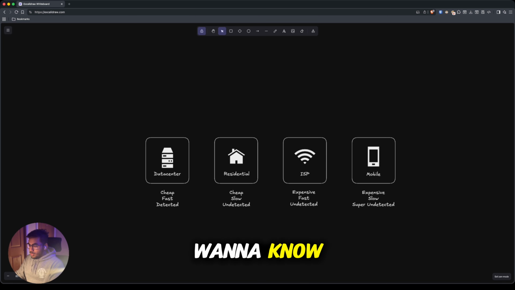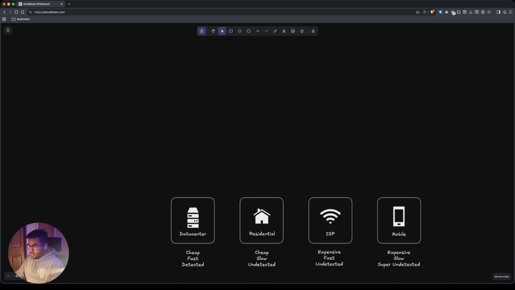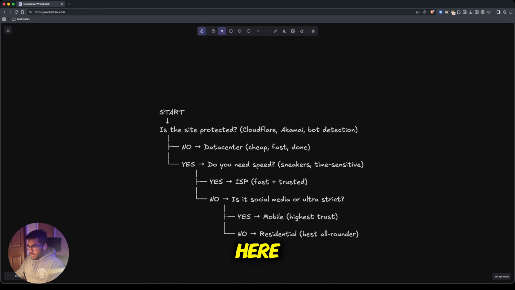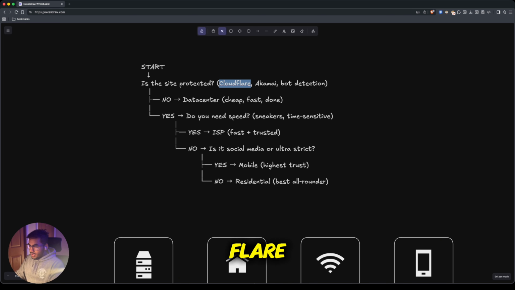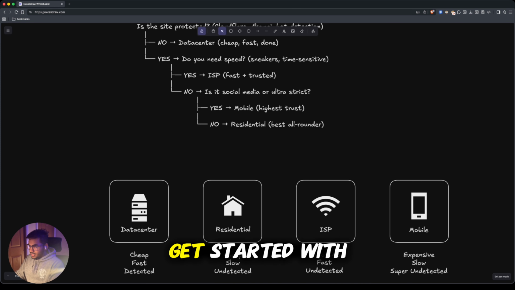So you probably want to know which proxy to choose for your project. So we start here. Is a website protected by Cloudflare, Akamai, or bot detection? If no, then just go with data center proxies. They're cheap and they're easy to get started with.